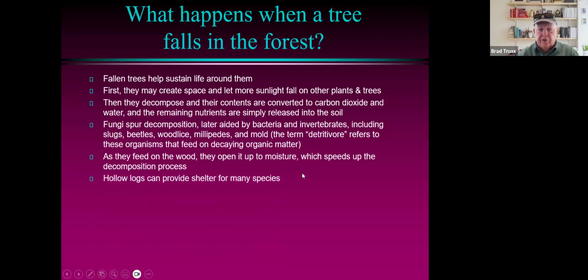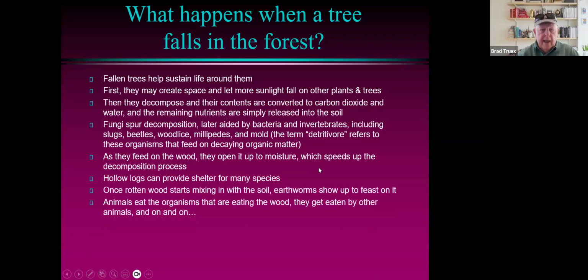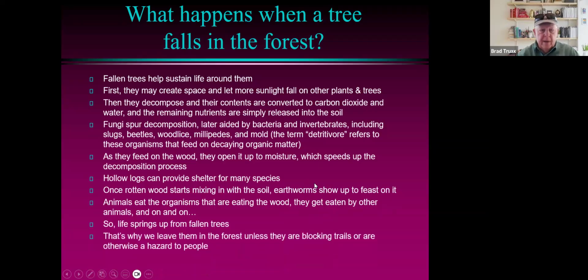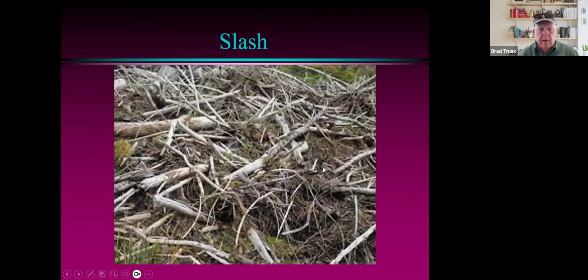Hollow logs can provide shelter for many different species, and often rotten wood starts mixing with the soil, and then earthworms show up to start feasting on it. And animals eat the organisms that are eating the wood, then they get eaten by other animals, and so on and on and on. So life springs up from these fallen trees, and that's why we leave them in the forest unless they're blocking our trails or otherwise a hazard to people.